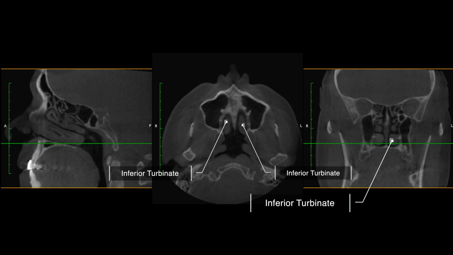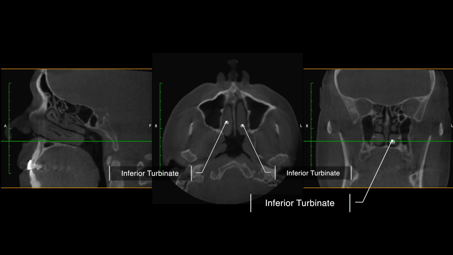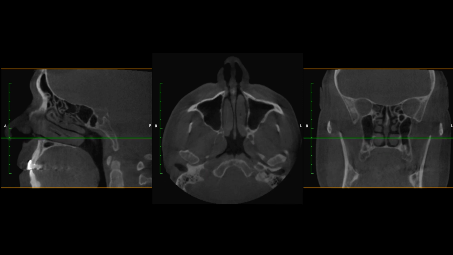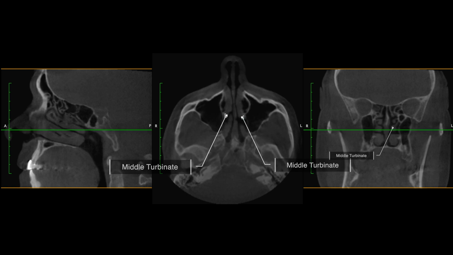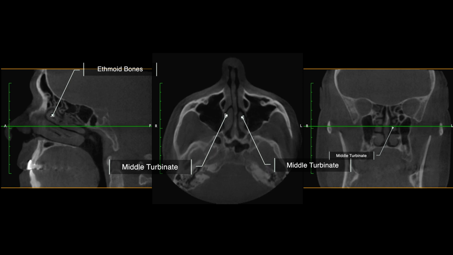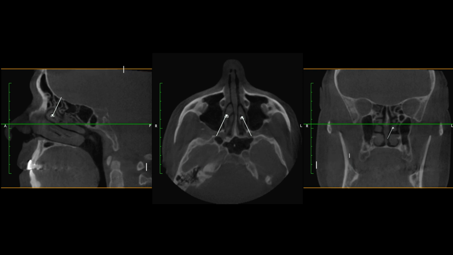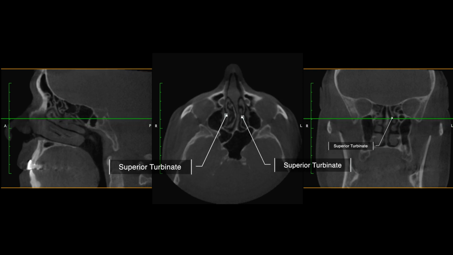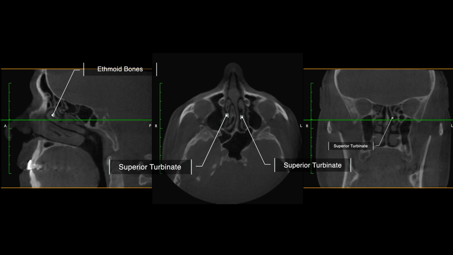Along the floor of the nose is a pair of cigar-shaped structures that come off of the maxillary bones. These are called inferior turbinates, and they parallel the floor of the nose. Superior to this is the pair of middle turbinates, which originate in the ethmoid bones of the lateral nasal wall. The superior turbinates sit slightly above and behind the middle turbinates.